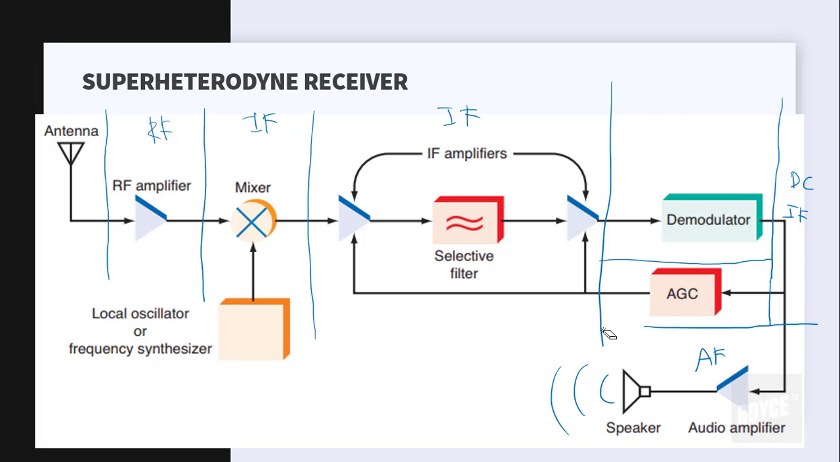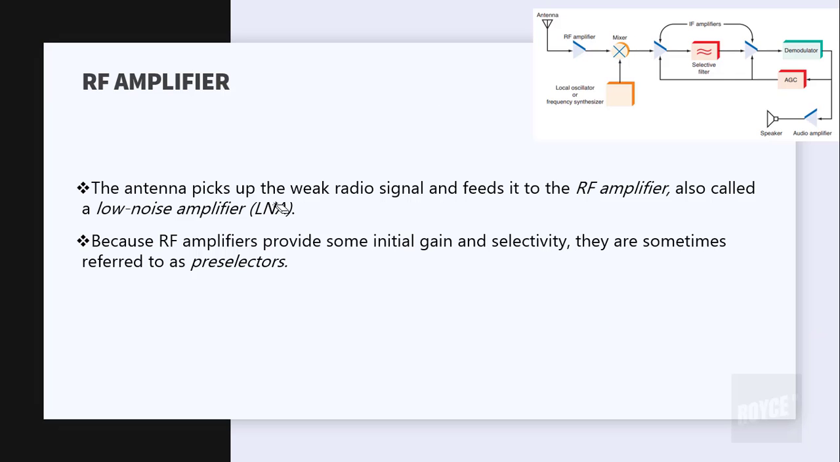Okay, so paano nangyayari yun? Isa-isahin natin. RF amplifier or the RF stage. This is also being called low noise amplifier. Ang ginagawa lang nito is i-amplify niya yung weak radio signal na nakukuha niya from antenna. So dahil amplifier yan, this will provide gain.